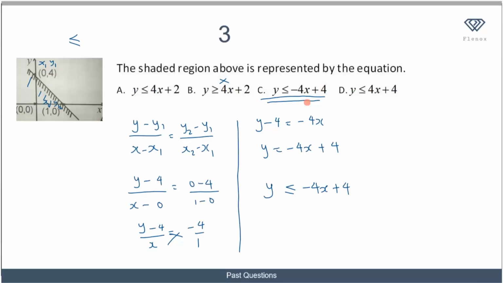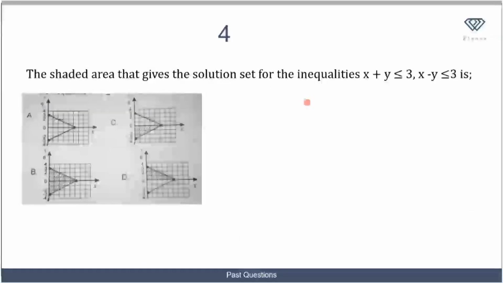Now let's look at another example. This is a really interesting example. It asks us that the shaded area that gives the solution set for the inequalities, this and this, is which of these? Is it A, B, C, or D?